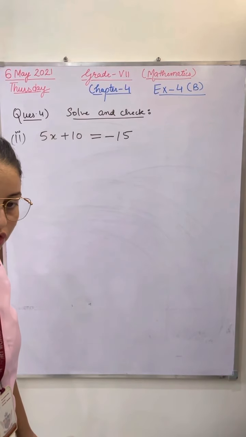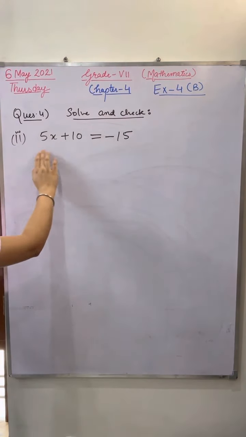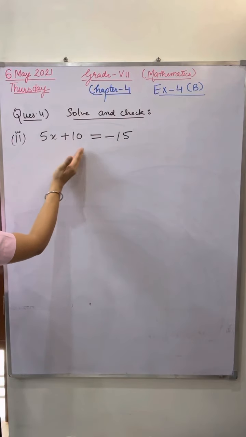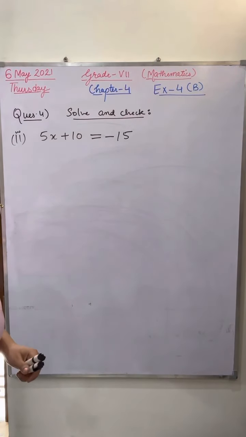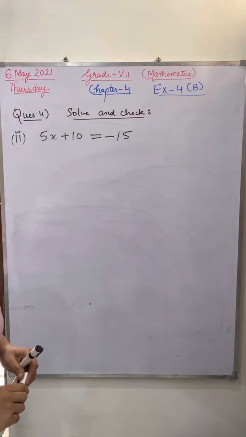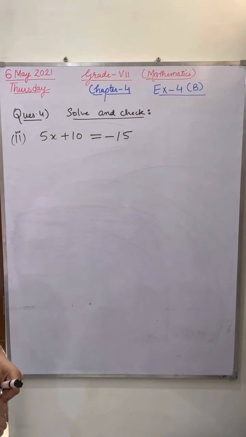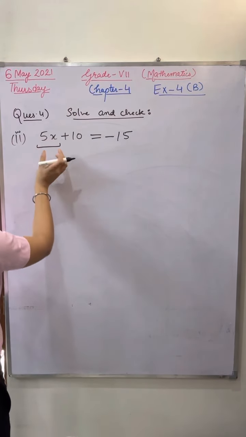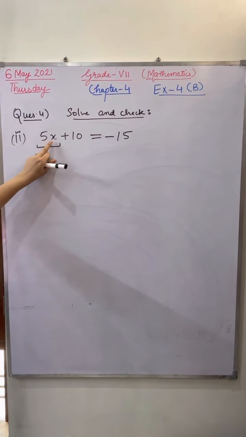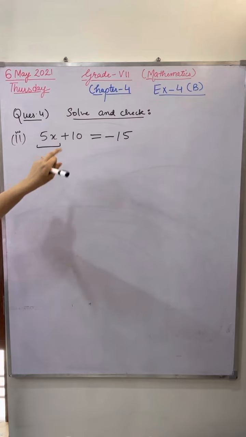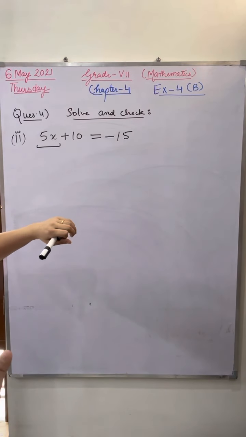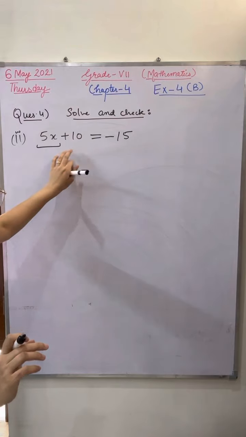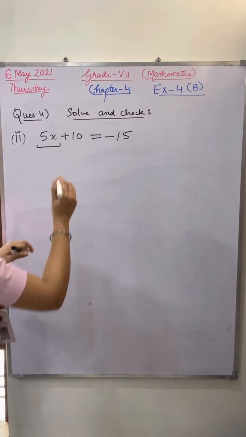Okay, Amrinder, first of all, you tell me what is the constant value here on the left hand side? Which value is the constant value? 5. 5 is the constant value, Amrinder? 5 is not. Here x is written with the 5. That is the variable value. Constant is that value which is a single value. Now please tell me which is the single value here on the left hand side? 10. 10 is the constant value.